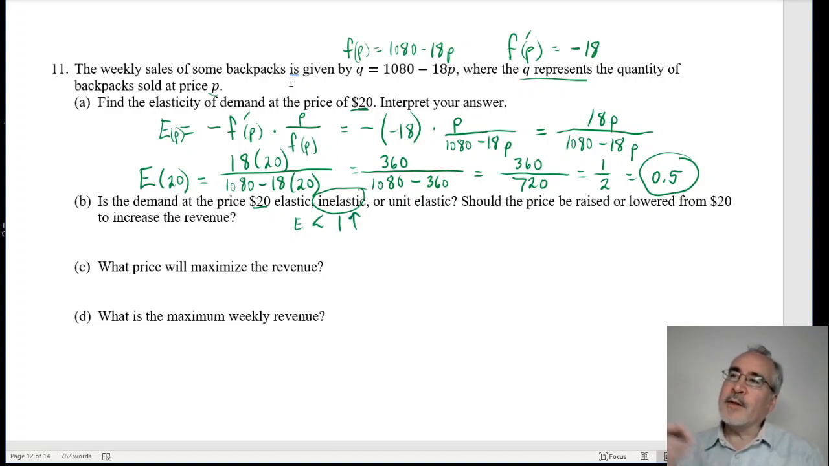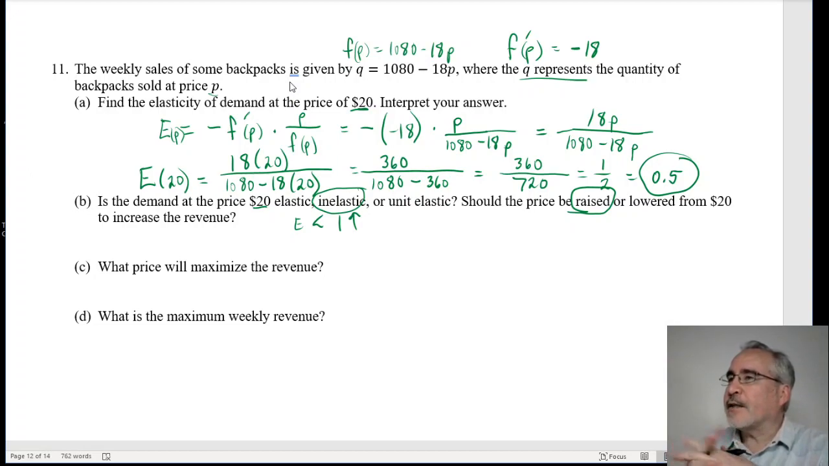It means that if increasing the price by 1% will actually increase revenue, it doesn't change the demand enough. So we really want to raise the price, right? We need to raise the price from $20 so that the revenue will increase. Okay. And again, it's just a comparison, and you just have to remember these.